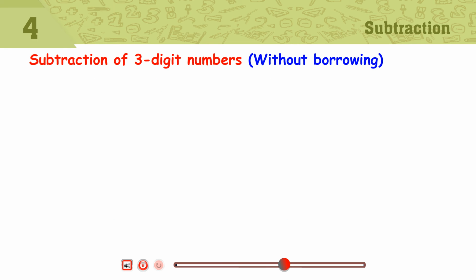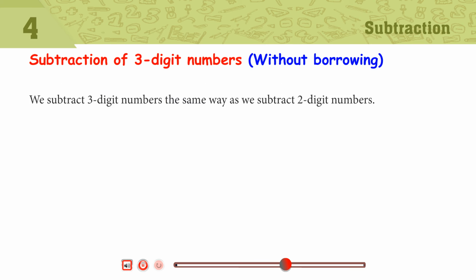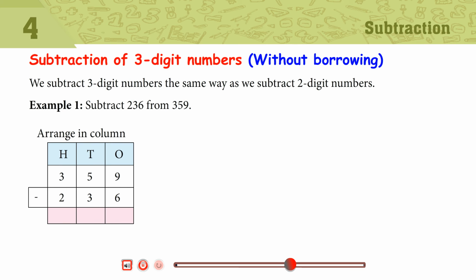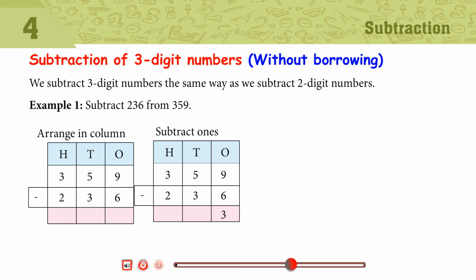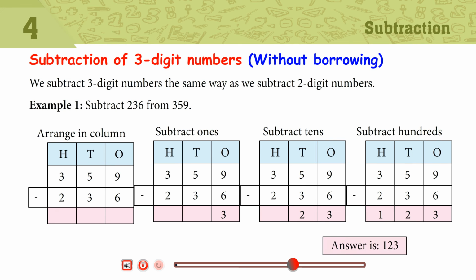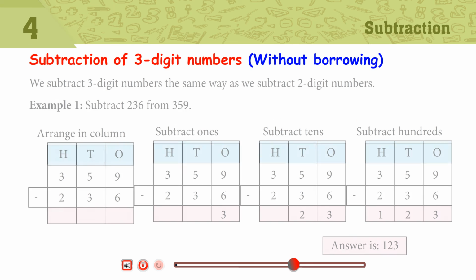Subtraction of three-digit numbers without borrowing. We subtract three-digit numbers the same way as we subtract two-digit numbers. Example 1. Subtract 236 from 359. Arrange in column. Subtract ones. Subtract tens. Subtract hundreds. Answer is 123.